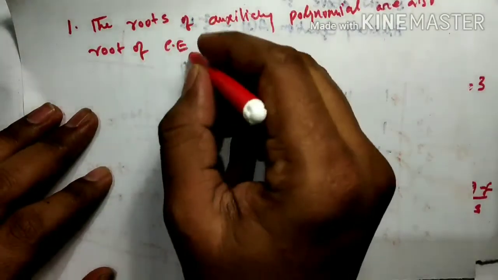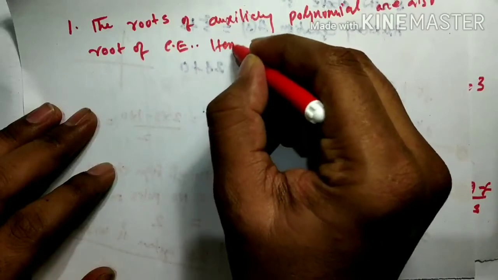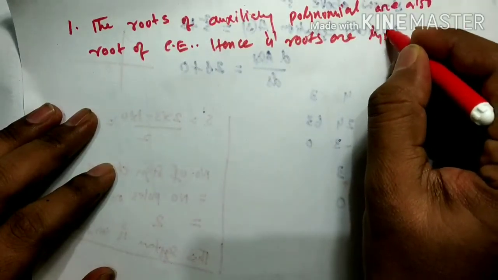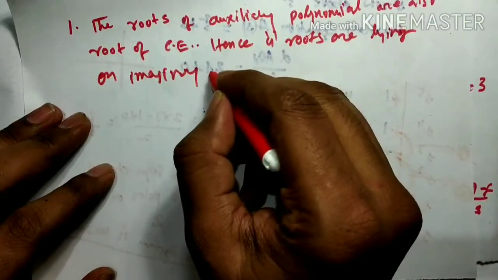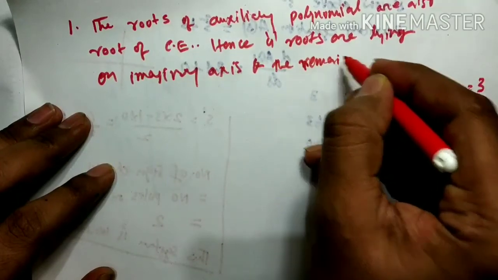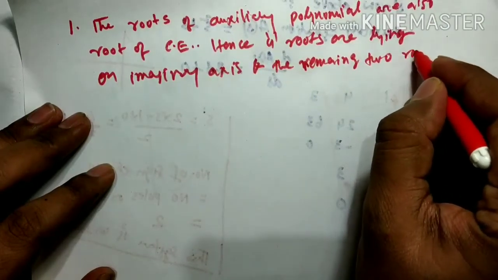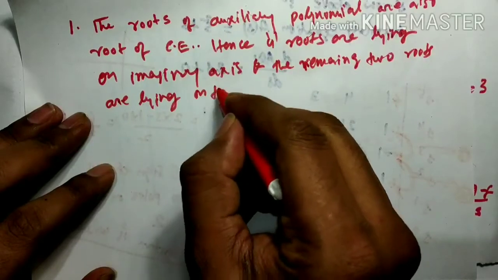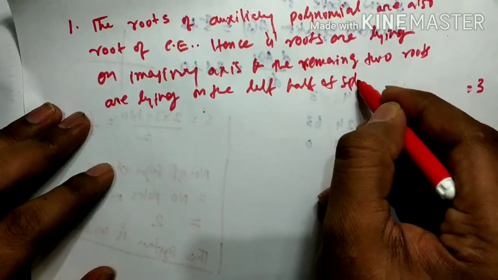So hence, 4 roots are lying on the imaginary axis, and the remaining 2 roots are lying on the left half of the s plane.